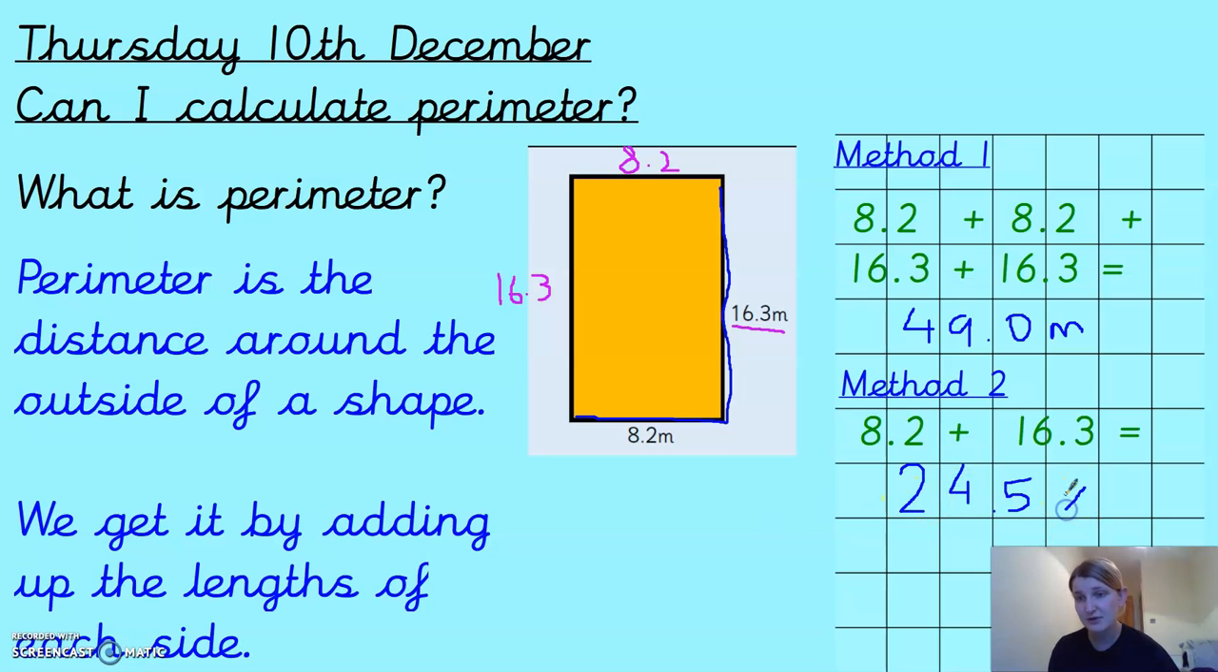Okay, so 24.5 times 2, or doubled, which again, you could do with a written method. I'm going to try mentally because I know 24 times 2 is 48. If I do 0.5 times 2, that will equal a whole, or 1. So if I added those 2 together, I'm going to end up with 49.0. So it's the same answer, 2 ways of getting it. Adding them all up, or adding together the 2 different sides and then multiplying it by 2, or doubling. Okay. Choose the method you'd like.